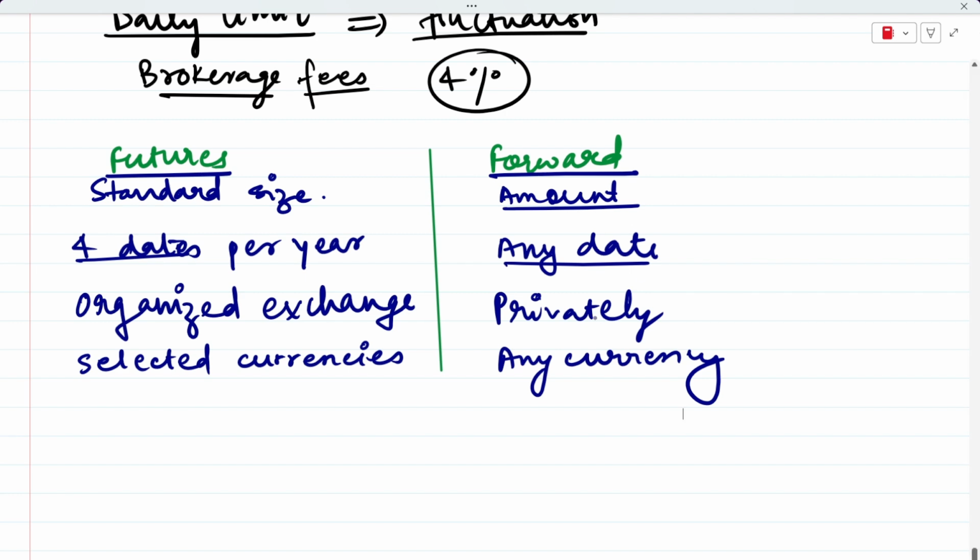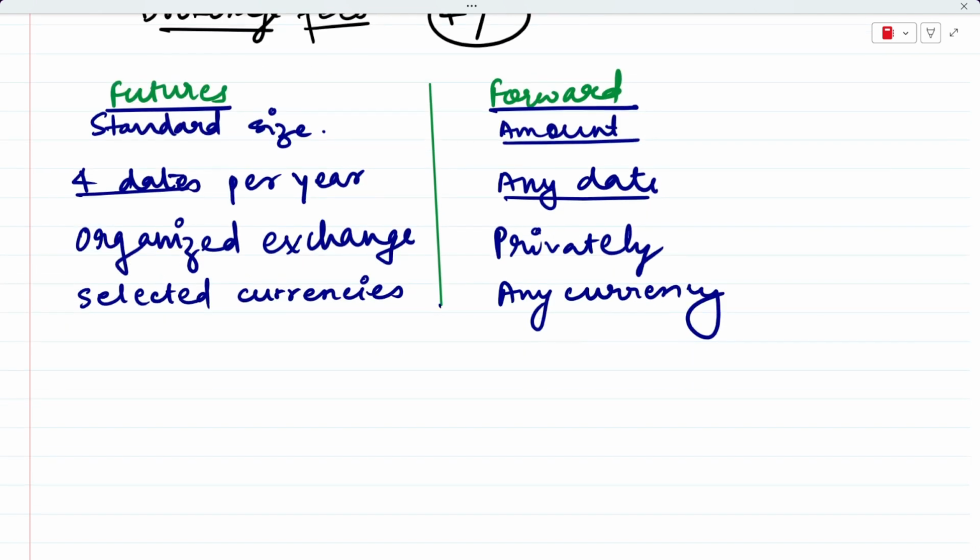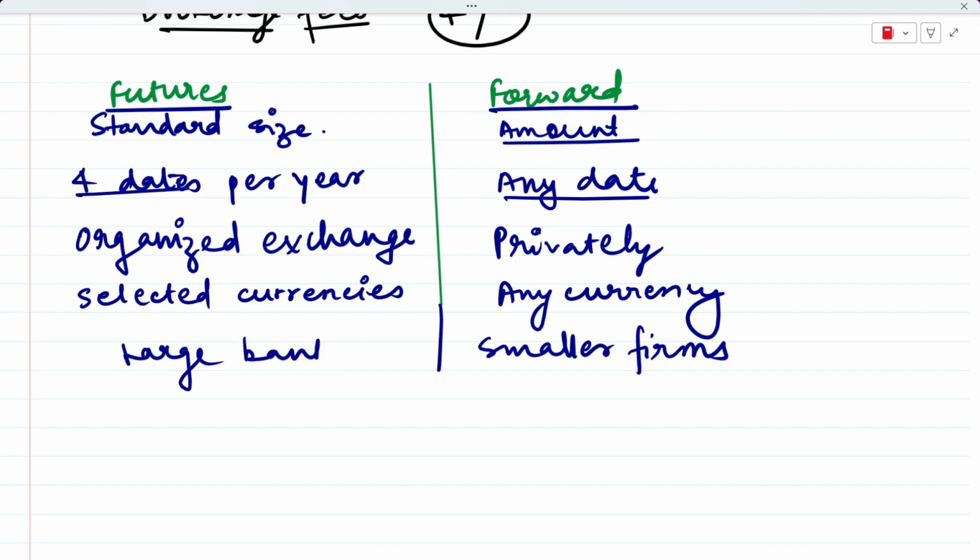Okay. Now forward is mostly done by smaller firms, but a futures contract is done by large size banks and firms. So this is done by large banks or firms.